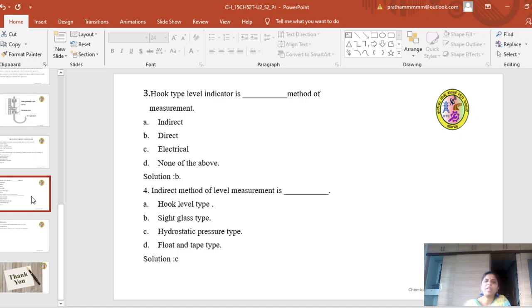The hook type level indicator is a dash method of measurement. Obviously it is a direct method of measurement. An indirect method of level measurement is what? The hook type level indicator is direct, the side glass is also direct. The options are hydrostatic pressure type and the float and tape type. So the answer is hydrostatic pressure type, which is the indirect method of level measurement.